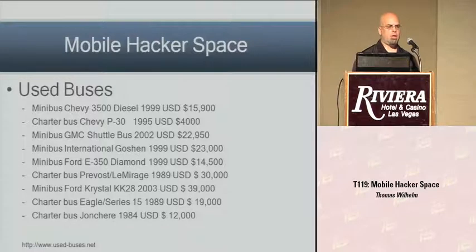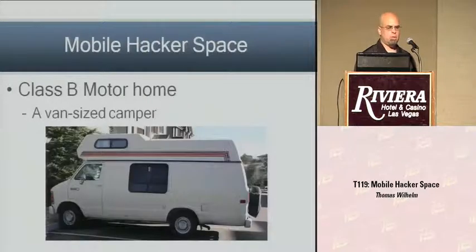You can find out online that there are some used buses, and they vary in prices, linked down at the bottom. But what I got was through Craigslist, I found a Class B motorhome. It's a van-sized camper, and because it's considered a Class B, I didn't have to get any special driving permits or license or anything like that. Now, this is really freaking ugly, I will admit. My wife affectionately called it a hunk of junk, so I thought it was appropriate at that time.